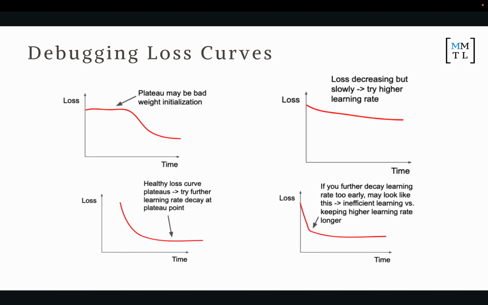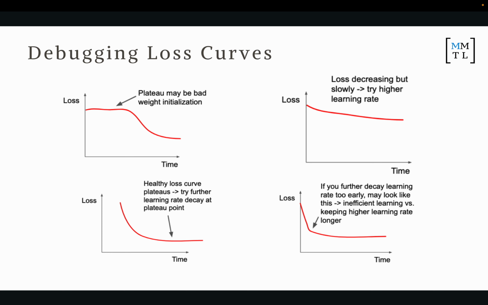Now, in terms of debugging loss curves, there are a couple of things. If you see a plateau like that, that usually indicates that you may have had a bad weight initialization, right? And so you could restart, okay? You could just restart and then hope that you land somewhere else in the landscape. This here indicates that the loss is steadily decreasing, but your learning rate is probably too slow. Okay, so if it's still decreasing but sort of petering out a little bit, try increasing the learning rate and see if you can get the loss to decrease faster.